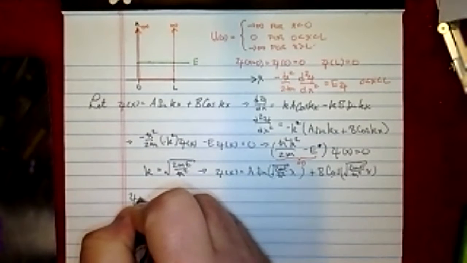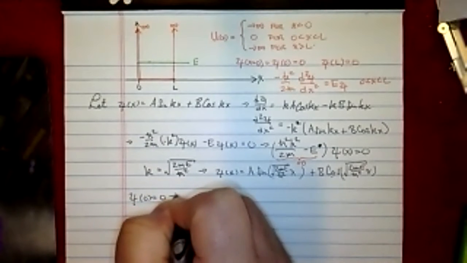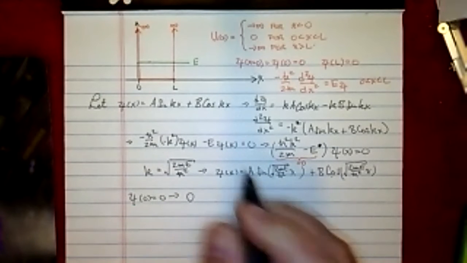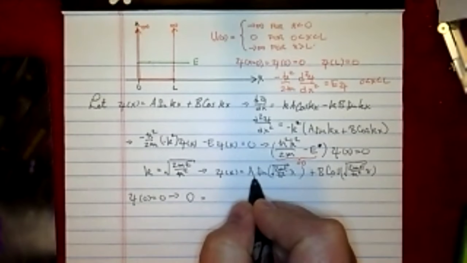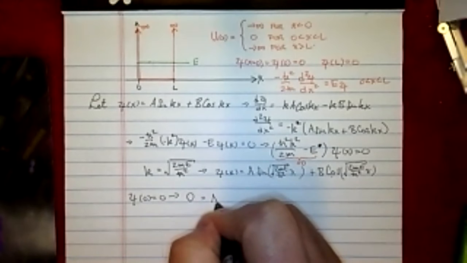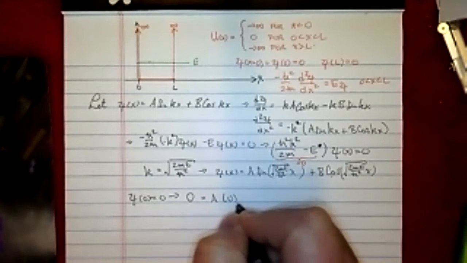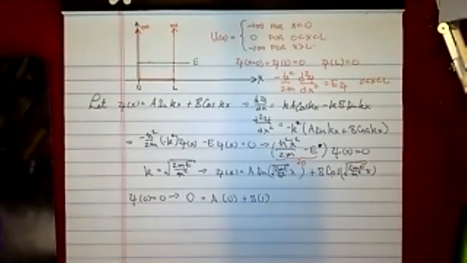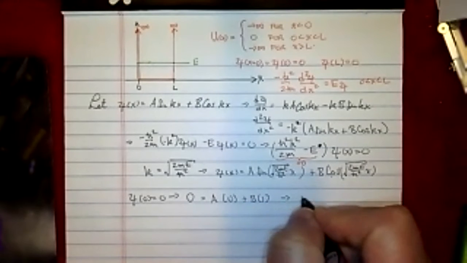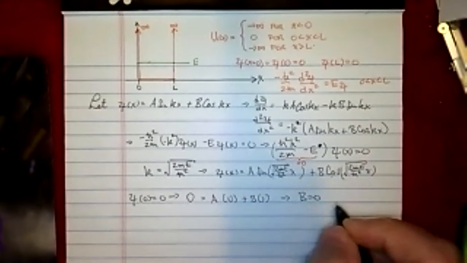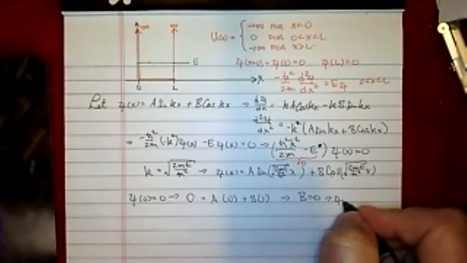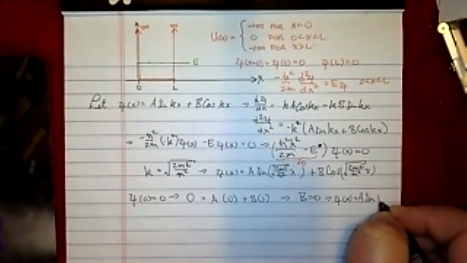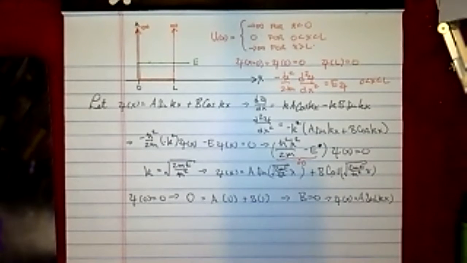So psi of 0 is equal to 0 gives me this. I know that 0 is going to be the left-hand side. Now I got to put in x equals 0. So I get a times the sine of 0, which is 0, plus b times the cosine of 0, which is 1. So this implies that b is equal to 0. So now I've got psi of x is just a sine, and I'll write it in the shortest way, kx, instead of writing that square root stuff.